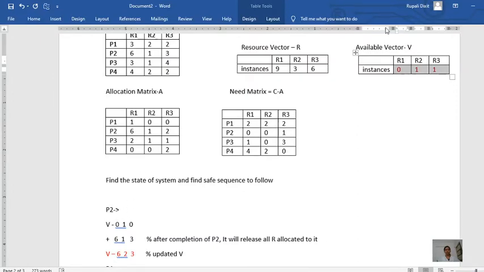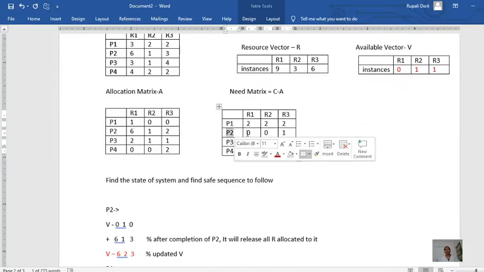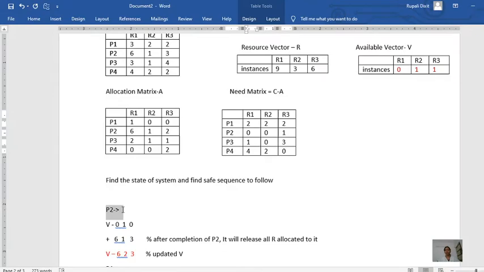So what will we do? We cannot continue with the execution of P1 because its need cannot be satisfied. So we switch to the P2 process. P2 needs only one instance of R3 type, which is available with us. So the operating system concludes that we can continue with the execution of P2, and it starts executing the P2 process.